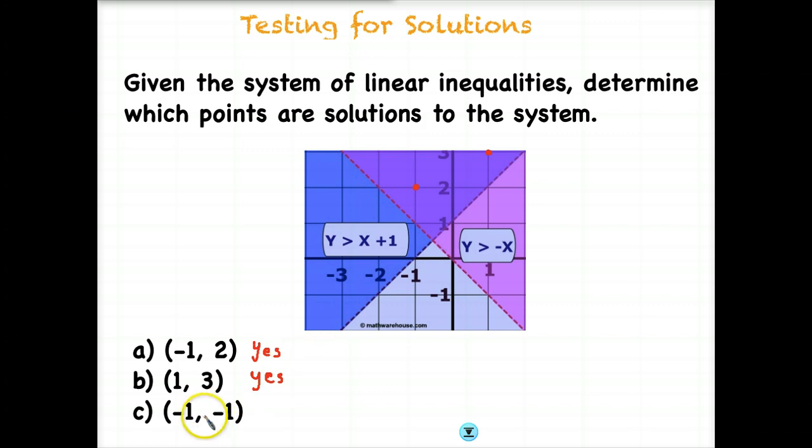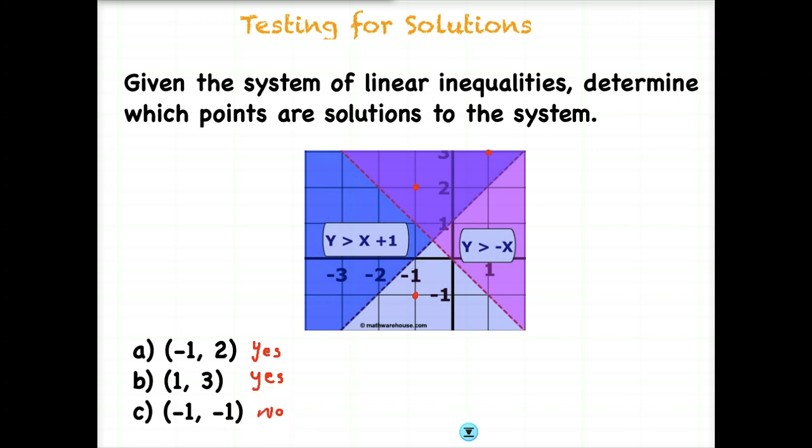Now let's look at the point -1, -1. That would be down here. That point is neither a solution to this equation or this equation. It's not in any shaded area. And if you were to take this point and plug it in, -1 is greater than -1 plus 1, which is 0. Well, -1 is not greater than 0. And if we look over here, -1 is greater than a -1, which turns it into a +1. Well, -1 is not greater than +1, so you can tell by testing that it doesn't work either. So this one is no.